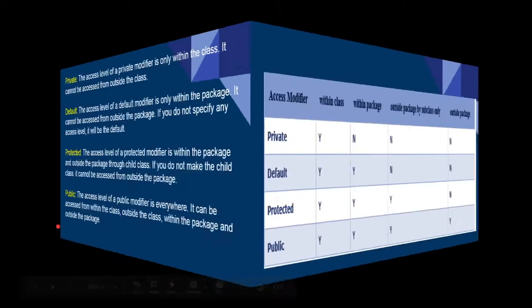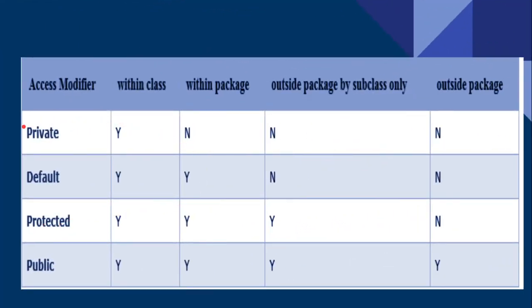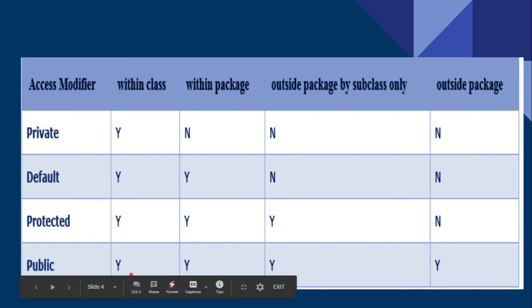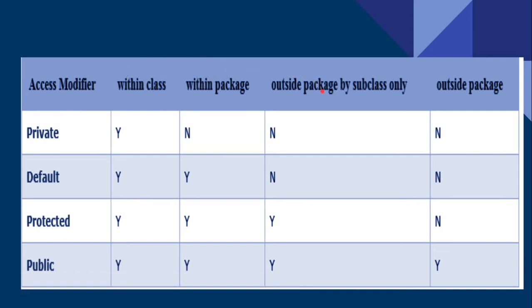Now let us see with the diagram how it is specified to understand the concept shortly. As a shortcut, we can use this tabular column to remember the access specifiers. So the access modifiers are private, default, protected and public. Now where can it be accessible? Within the class, within the package, outside the package by subclass only, or outside the package. So we have four ranges.